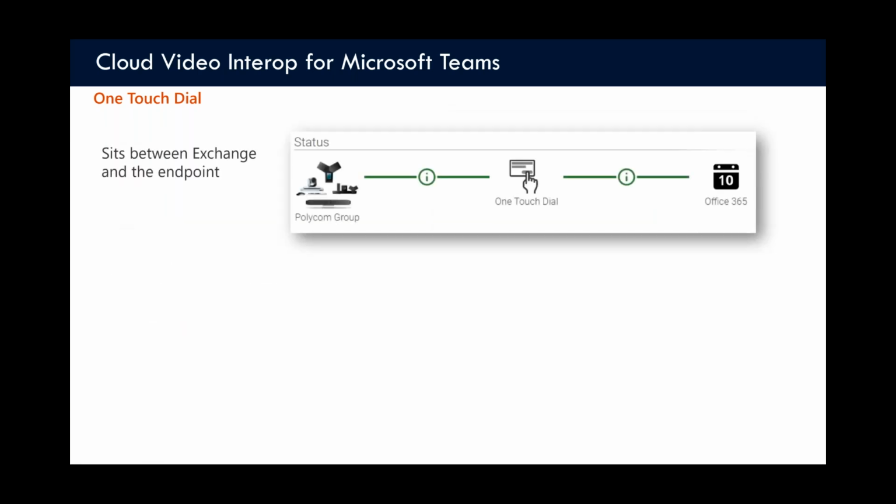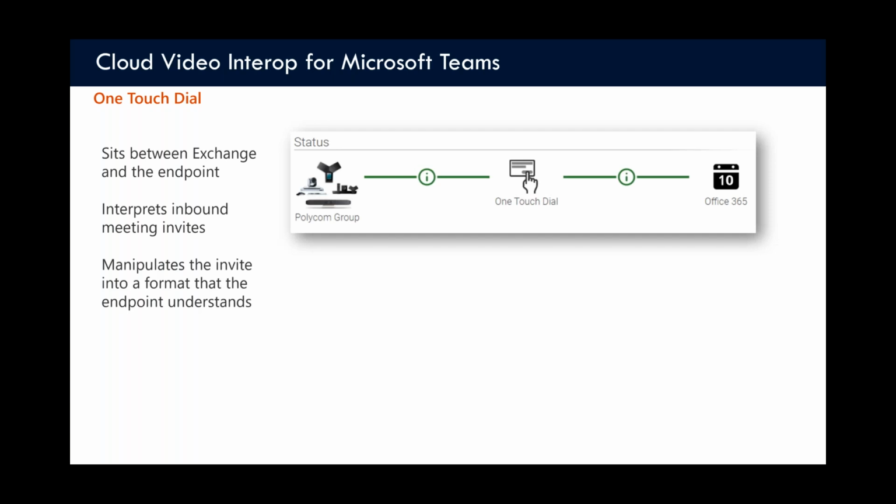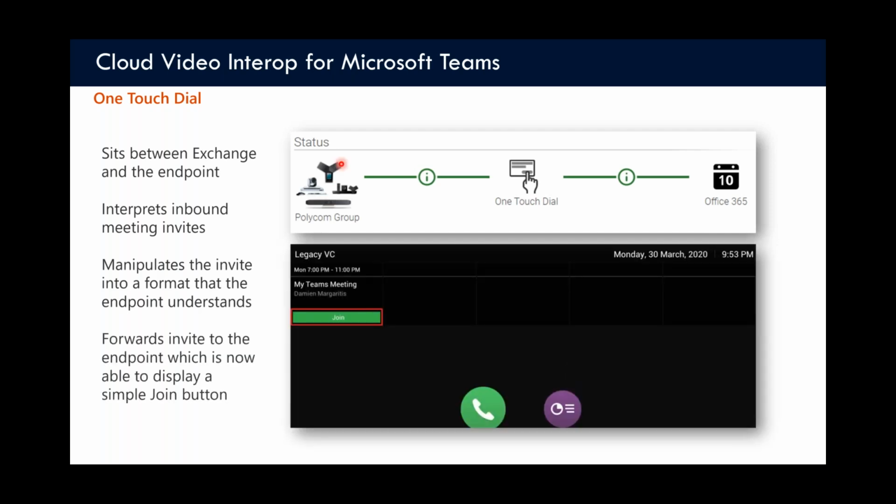So in this example, this is showing a screen grab from One Touch Dial that shows Polycom Group and Office 365, but with One Touch Dial sitting in the middle. And this join button here is actually a Microsoft Teams meeting join button. So when I've deployed One Touch Dial and I invite the room and the invite hits Office 365, One Touch Dial gets that invite, recognizes it as having a Real Connect for Teams meeting invite join link in it, and it actually rewrites it before pushing it to the Polycom Group so that it pushes this button.